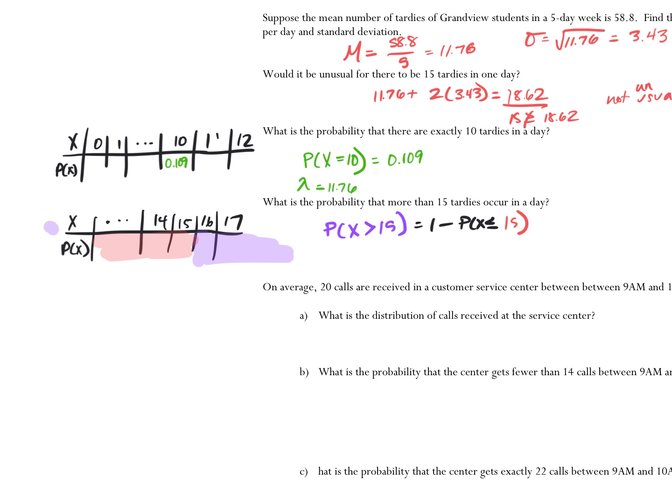Now, how many tardies are we expecting in a day? 11.76 tardies is what we would expect on average per day, right? So, more than 15, do you think that's going to be a big probability or a small probability? I would think it would be kind of small.